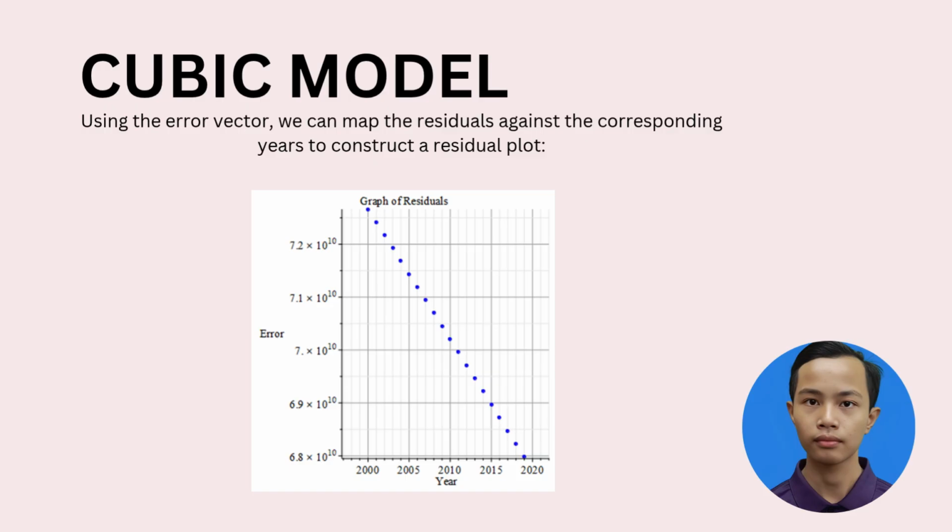So on the next page, we use the error vector so we can map the residual against the corresponding years to construct a residual plot. So this is a negative relationship between error and year, because in the early 2000s the error became very high, 7.2 multiplied by 10 to the power of 10. So when it reached 2020, the error became 0.